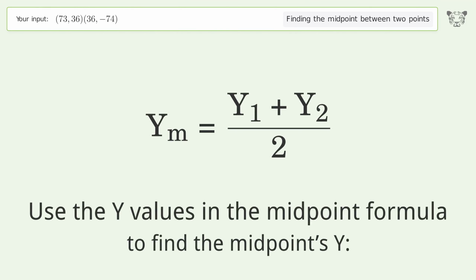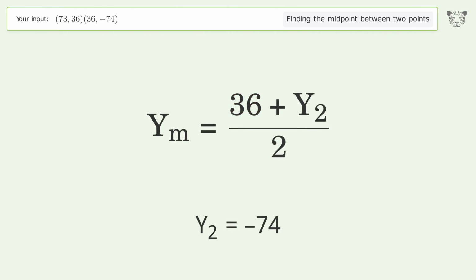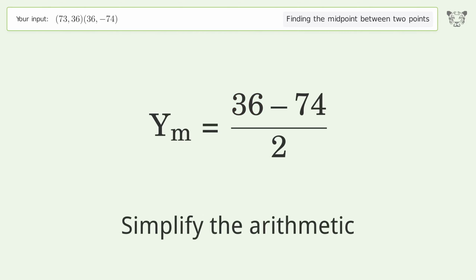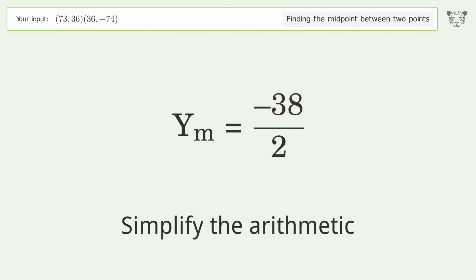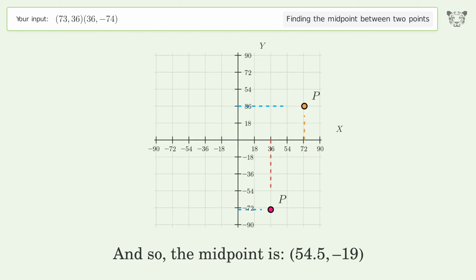Use the y values in the midpoint formula to find the midpoint's y. y1 equals 36. y2 equals negative 74. Simplify the arithmetic. And so, the midpoint is 54.5, negative 19.